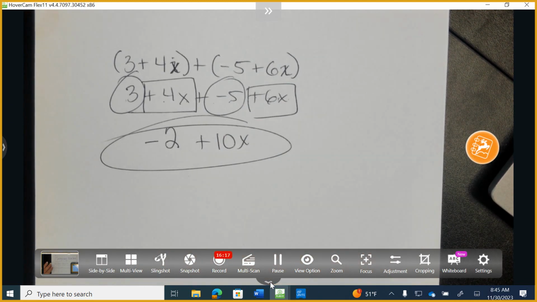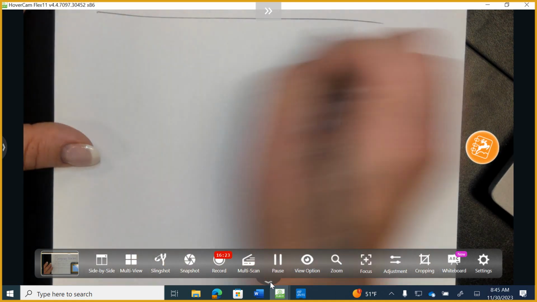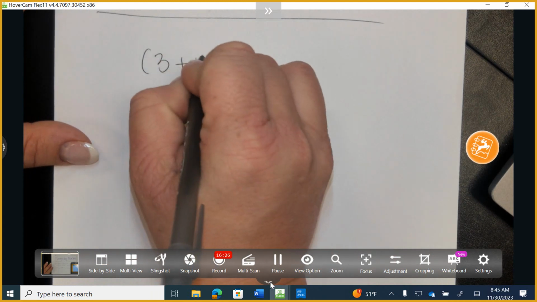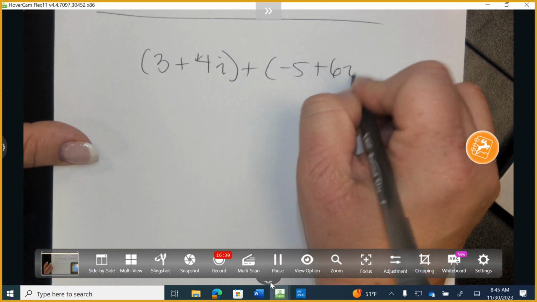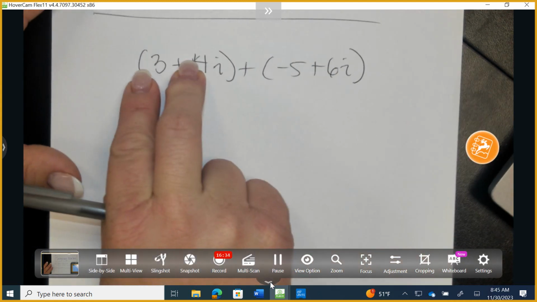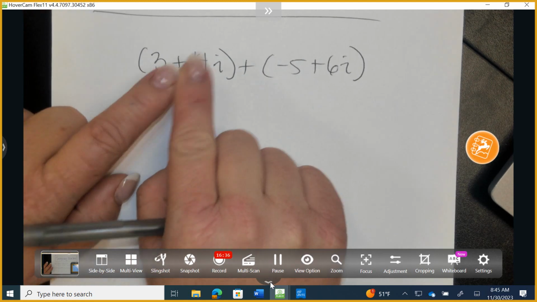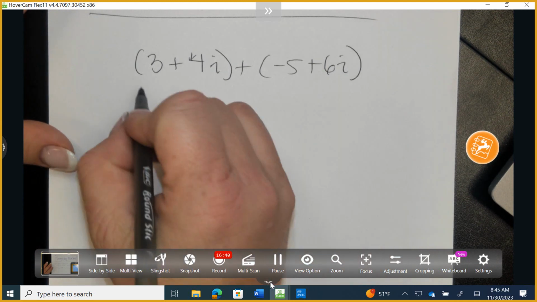Give me a thumbs up or thumbs down if you understood that concept. Okay, there's no difference. Now I'm going to take this. Please do not write this down. I'm going to do 3 plus 4i and negative 5 plus 6i. Exact same concept, but this is a complex number. A complex number has a real portion and an imaginary portion. So exact same thing.